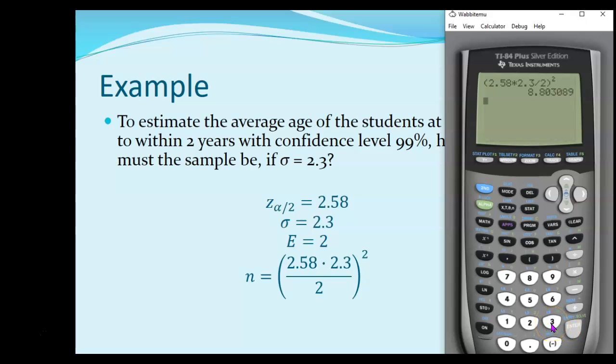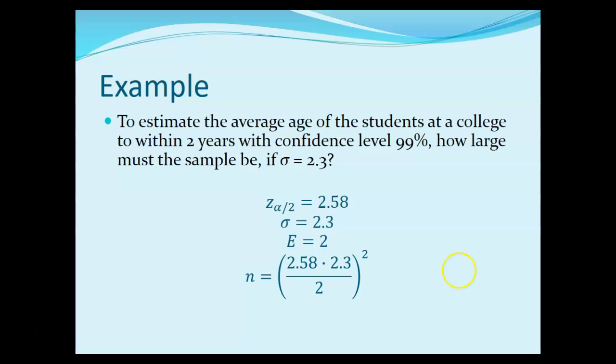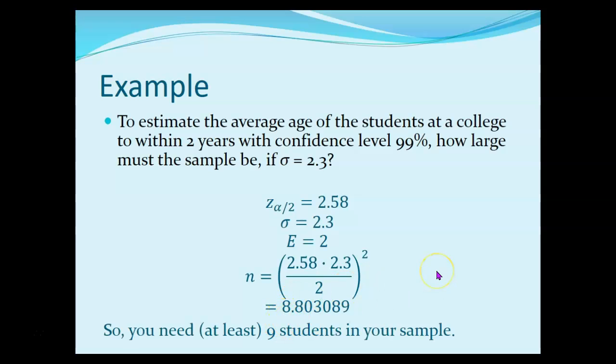The calculator gave us 8.803089. Now that can't be our final answer because I can't tell you to go out and find 8.803089 students. It has to be a whole number. And we always round up, because if we round down, we'll have a number that's smaller than what the formula gave us, and that might be too small. It's okay to have a sample that's bigger than it absolutely has to be, but it's not okay to have a sample that's too small. So to make sure the sample is big enough, we always round up, and in this case, that would give us 9. So the answer is you need at least 9 students in your sample.